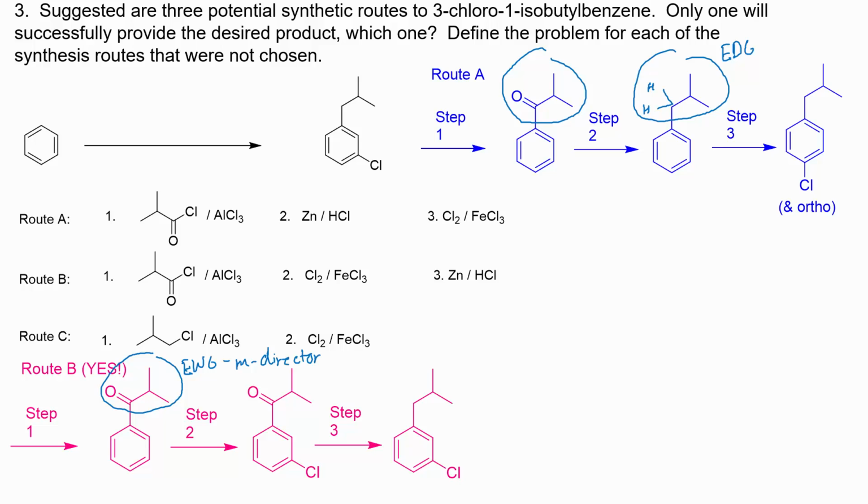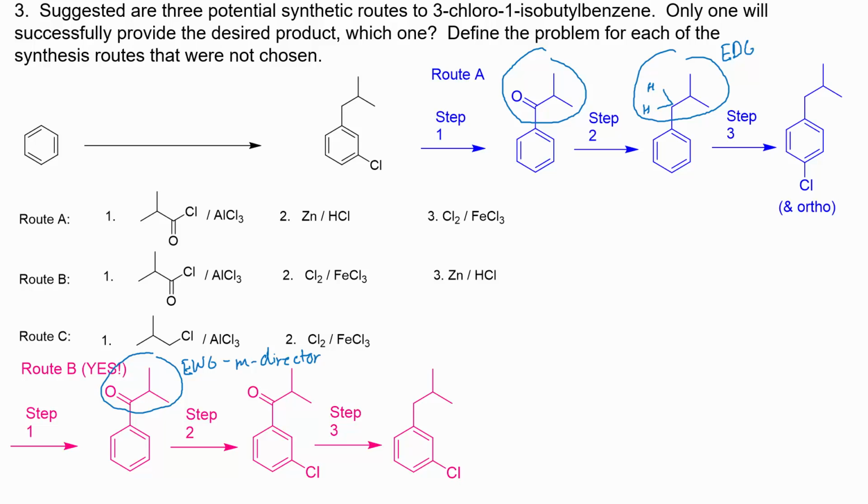Okay, so when we do step 2, which is the chlorine introduction, we get chlorine meta to the original group that was here, and this establishes the desired regiochemistry that's requested in the directions for the problem. And in step 3, we do the Clemmensen reduction, and this produces the desired product.